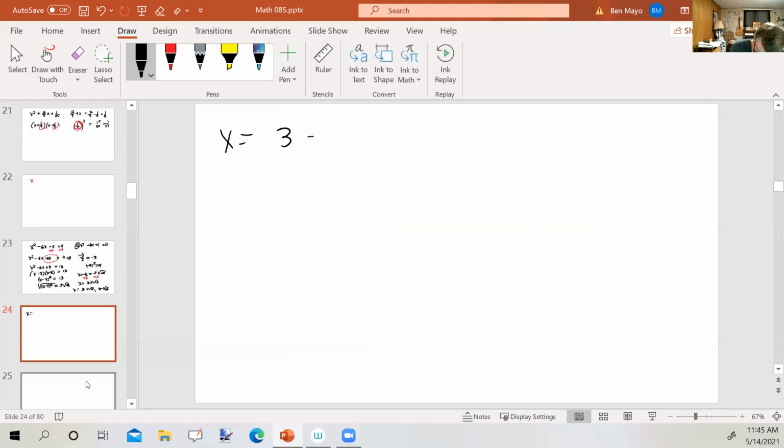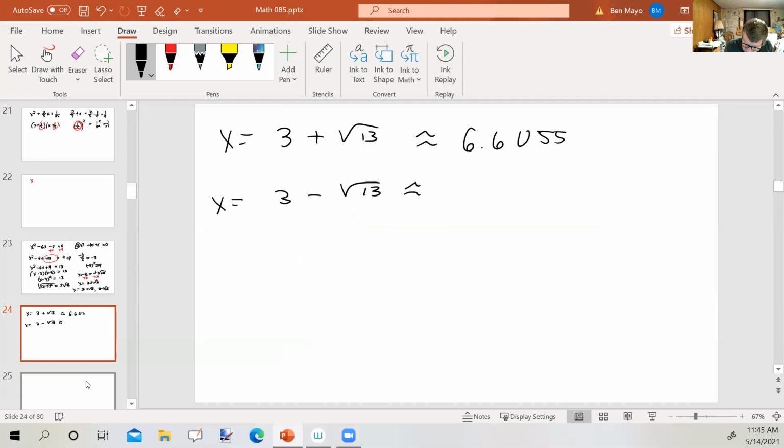X equals 3 plus the square root of 13. X equals 3 minus the square root of 13. And let's approximate those answers. Okay. So let's see here. 3 plus the square root of 13. I'm getting 6.60555, etc. Rounding to the hundredth place, that would be the 0. The 5 would round up. So I'm going to get what? 6.61.